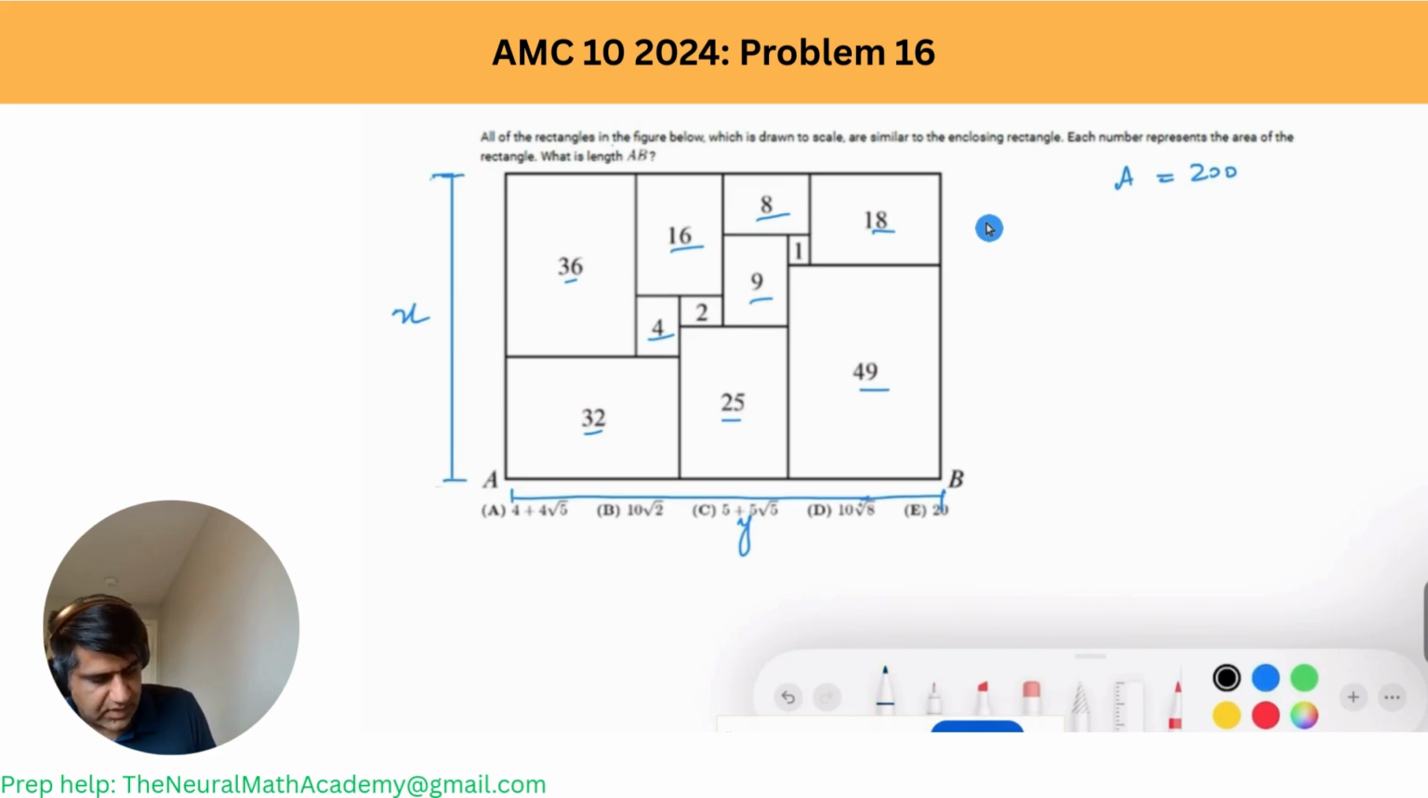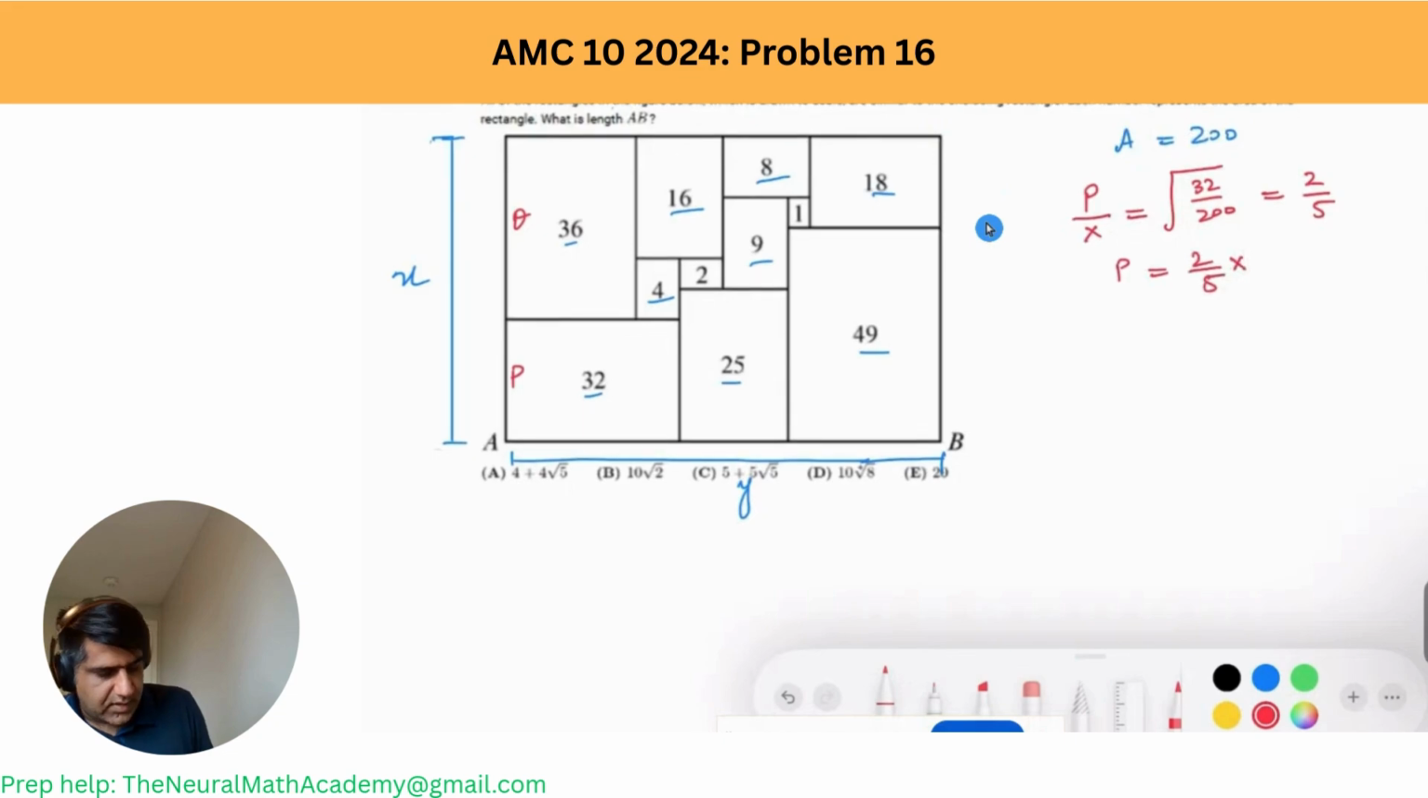So I will start with the left hand side, and let's say that this side is p and this side is q. So now I can write that p over x is equal to square root of 32 over 200, and that is equal to 2 over 5, or p is equal to 2 over 5 x.